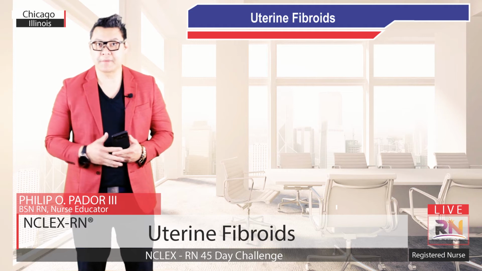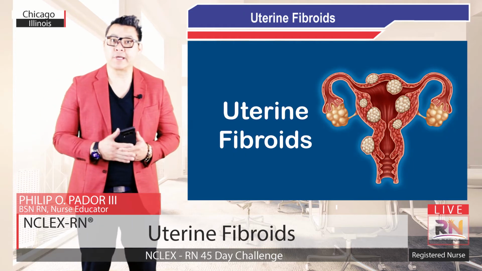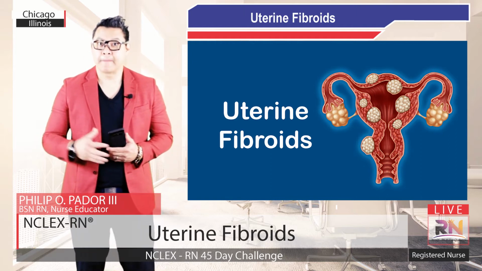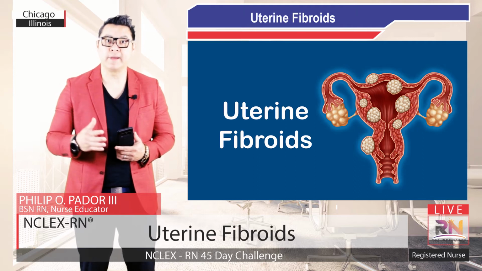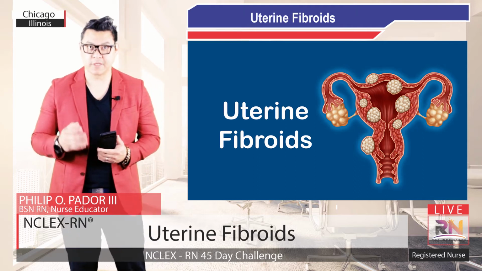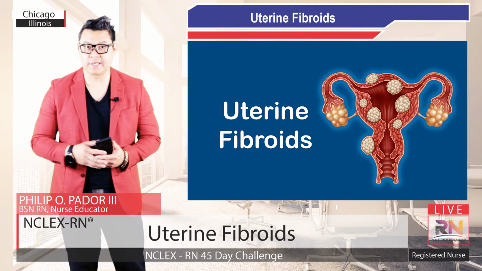In this video, I'm going to be talking about uterine fibroids. Uterine fibroids are also called leiomyomas. Leio means smooth, myo means muscles, and oma means tumor. So these are benign smooth muscle tumors of the uterus. In fact, fibroids are the most common type of tumor in females.